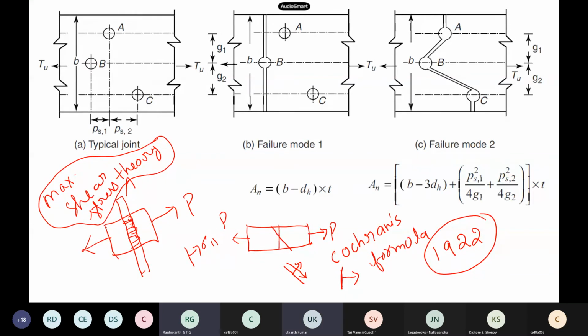Von Mises theory. Now, what is maximum shear stress theory? Any of you have an idea? There is one more failure theory. So this is the maximum shear stress theory of failure, they say. Any of you have an idea?